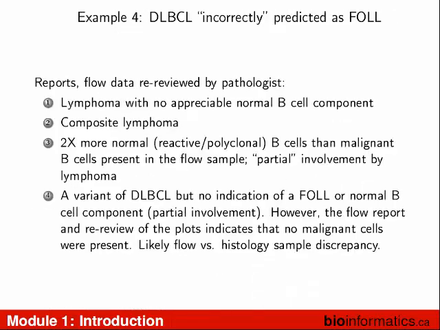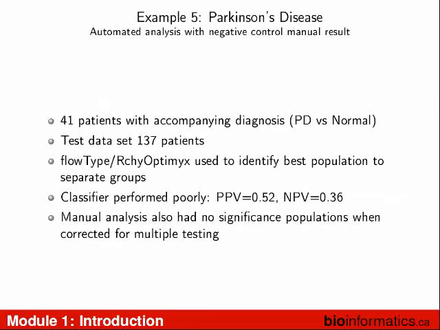I'm on example five. Example five is really short, because somebody came to us with a hypothesis that Parkinson's disease can be distinguished based on flow. I believed him. He was really excited. Turns out that's not the case. So we did all this analysis and we didn't find anything. I didn't find anything either, he says.